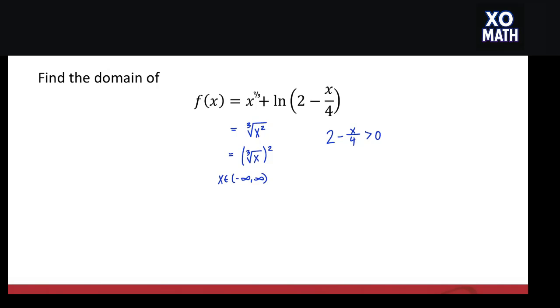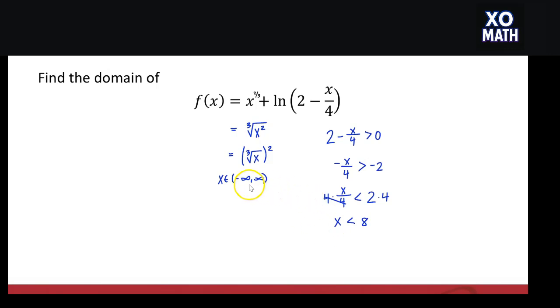We'll start by subtracting the 2 to the other side. So we have negative x over 4 is greater than negative 2. Now, we'll go ahead and divide both sides by negative 1, but that's going to flip the inequality. So we're going to have positive x over 4 is less than positive 2. And finally, I'm going to multiply both sides by 4 to solve for x. Since we're multiplying by a positive, the inequality stays the same direction. So I have x is less than 8.